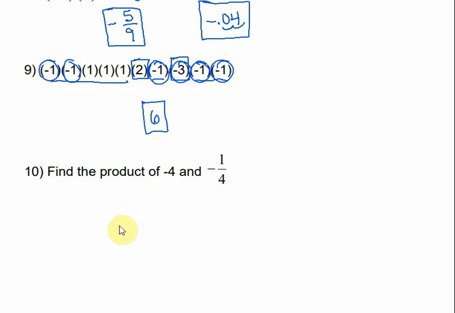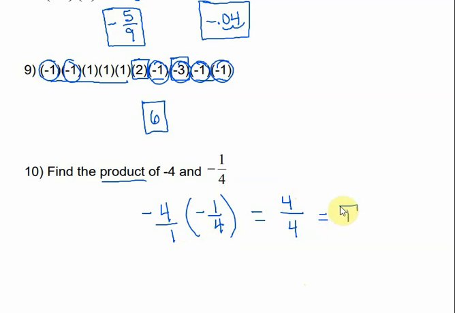Number 10 says find the product of negative 4 and negative 1/4. Okay, so the product, what does that mean? Multiplication. So I want to multiply negative 4 and negative 1/4. Anytime I want my whole number to become a fraction, all I have to do is put it over 1. Now I can again multiply top times top, bottom times bottom. A negative times a negative is positive. 4 times 1 is 4. And 1 times 4 is also 4. Will that reduce? Yes, that reduces to 1.